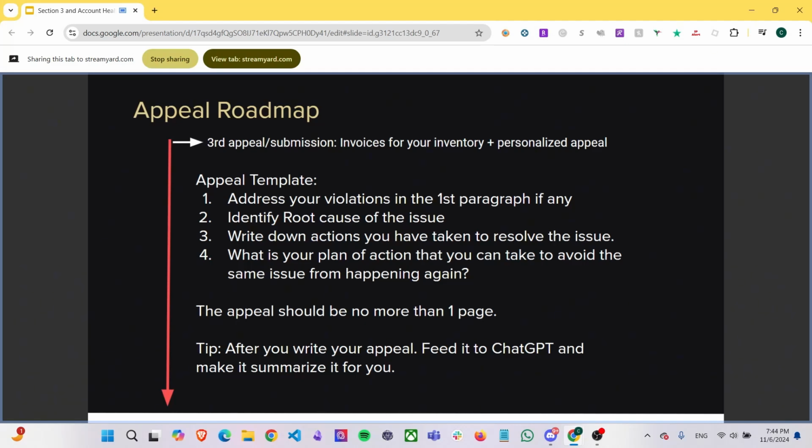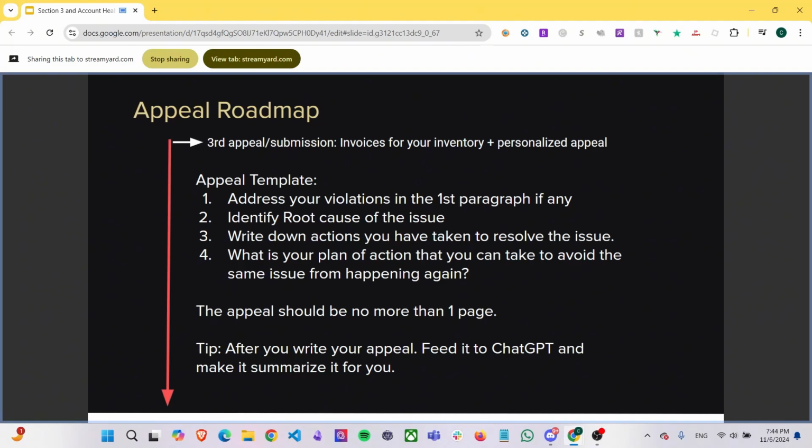Then the next part is called a plan of action. Some people call it POA. You have heard that term before. The plan of action is pretty important too. It's basically describing what you are going to do to avoid the same issue from happening again. What kind of measures have you implemented for the future?